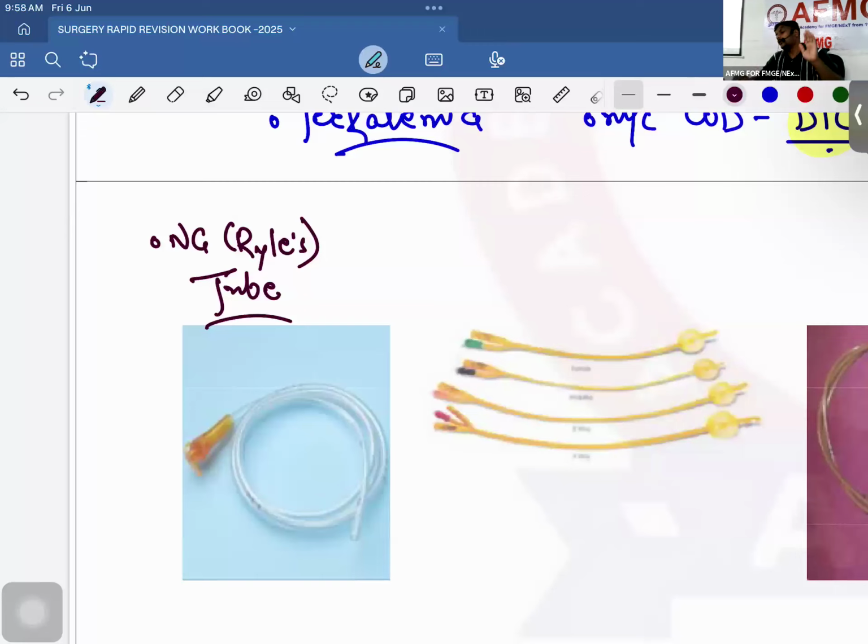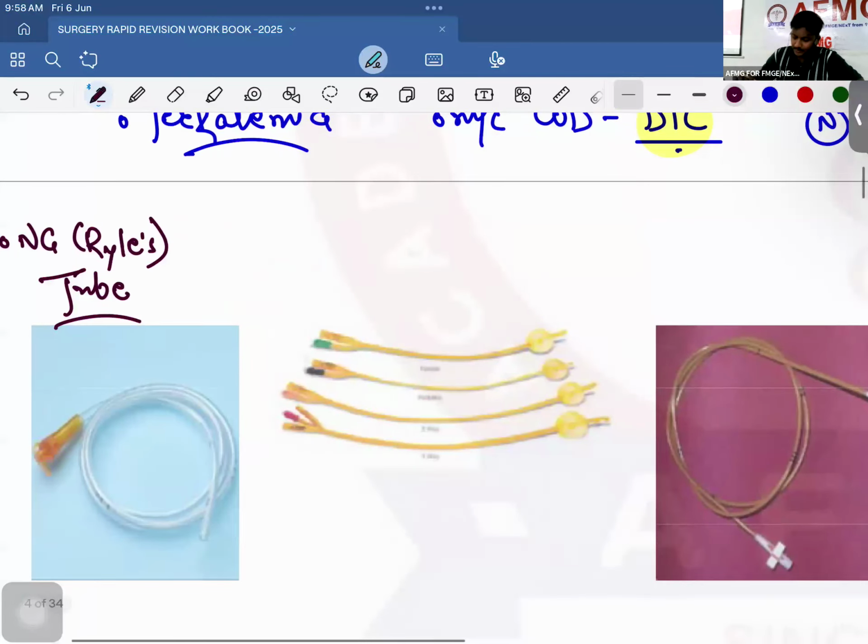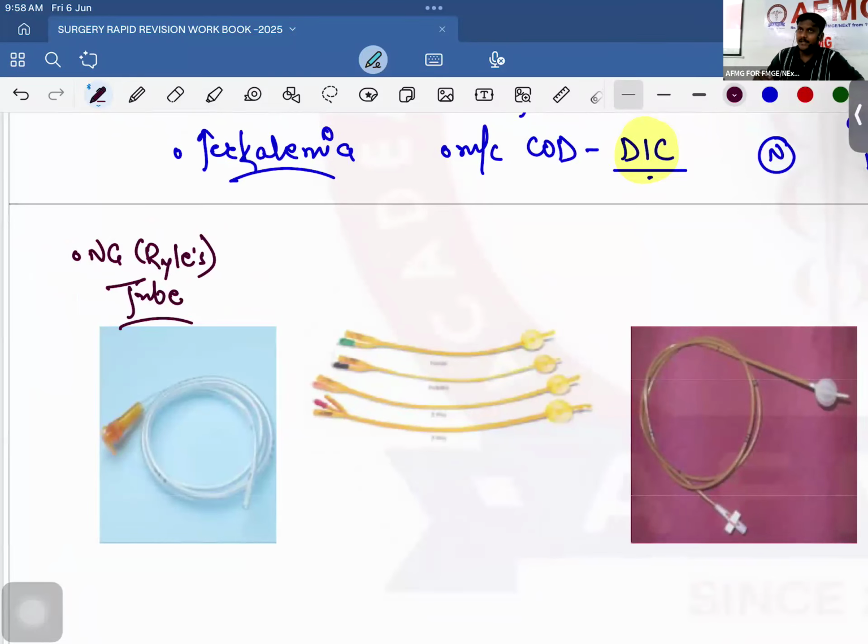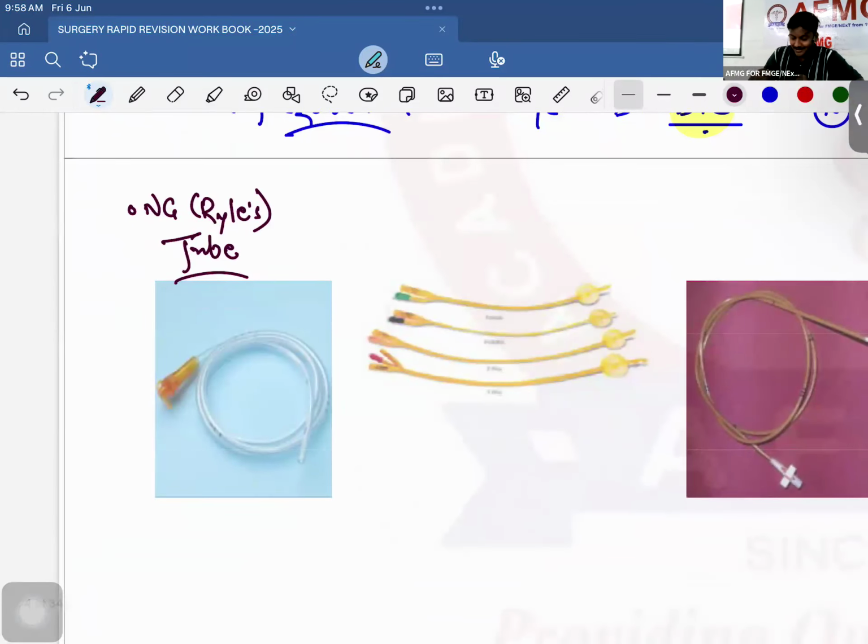Clear? So, those are the methods. Chest X-ray is not used to confirm the correct placement of the nasogastric tube. Only one condition, esophageal atresia with fistula. Only in that condition, after insertion of the NG tube, we perform a chest X-ray. Otherwise, we never do a chest X-ray. That is important.